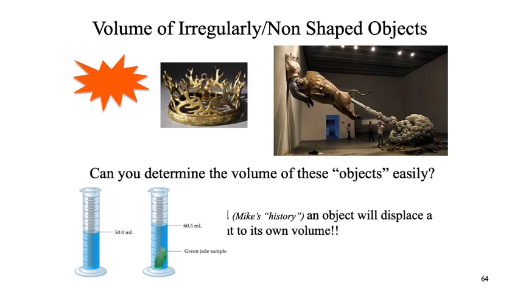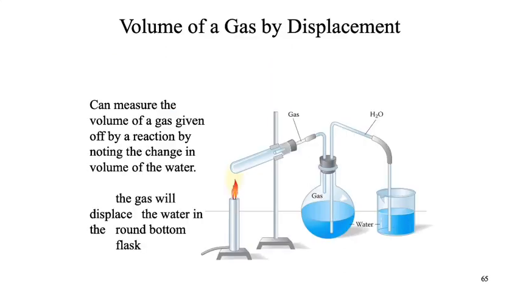Just my opinion. We could do volume by displacement. We can drop the solid object into our water. The water changes by volume. That volume change is due to the solid. So we can measure volume by displacement. We can do the same thing with gases. Gases become harder. We'll have to trap the gas in a closed system. That's what we've built out here.